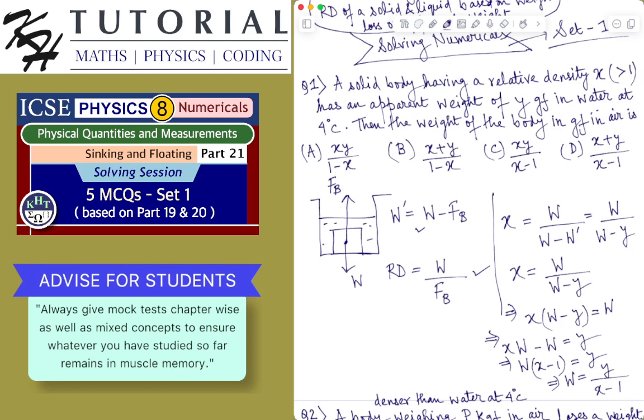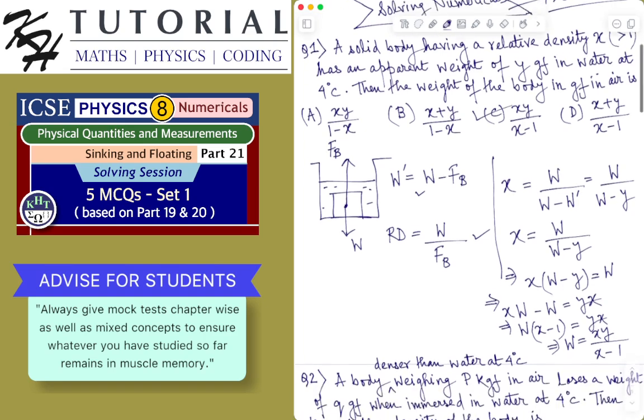Okay. Now, if I do cross multiplication, we get x multiplied by W minus y is equal to W. Now, if I simplify the left hand side, it is xW minus xy. So there will be x over here. Okay, it is fine. So xy divided by x minus 1 will be the weight of the body in gram force. So the correct choice is C. C is the correct choice. Let's see the next problem.